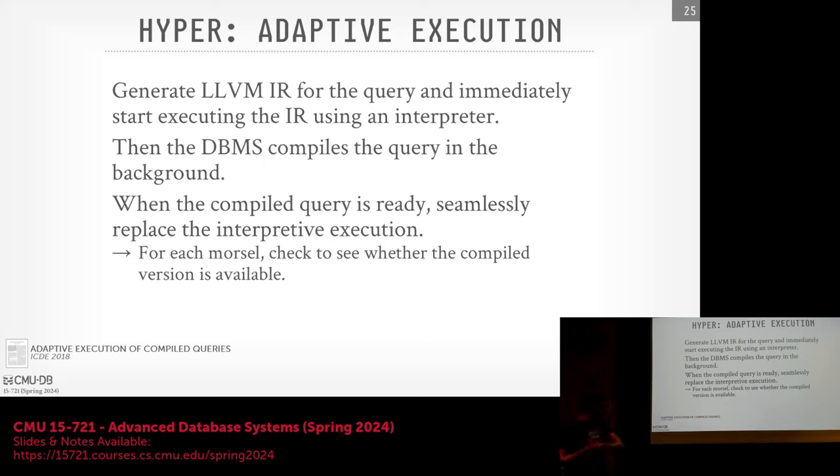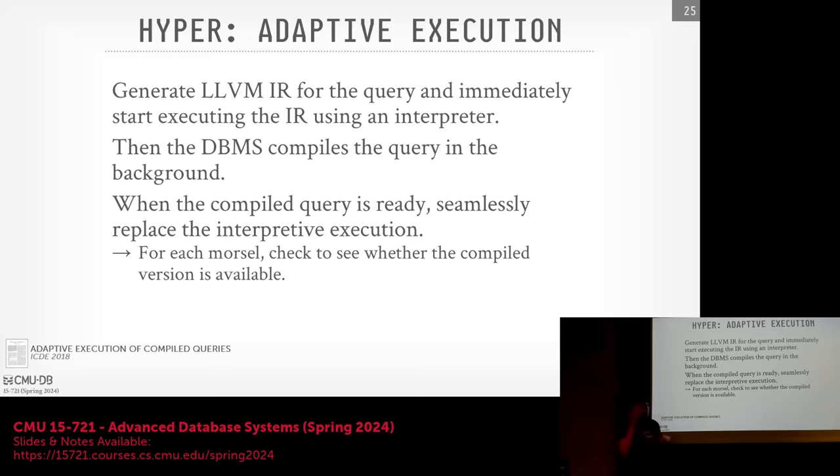So then they came out with another approach, a follow-up to the paper you read, in 2018, using a technique called adaptive execution. The idea here is that they're still going to do the same thing as in the paper you read, where they generate the LLVM IR, but instead of not running the query until you finish the compilation step, they have an interpreter that they wrote start interpreting the LLVM IR and start running the query right away. Then in the background, they run the LLVM compiler to compile that IR into machine code. And if the compilation finishes before the query finishes, then they just slide in the shared object and replace the interpreter, and the query then runs super fast after that.